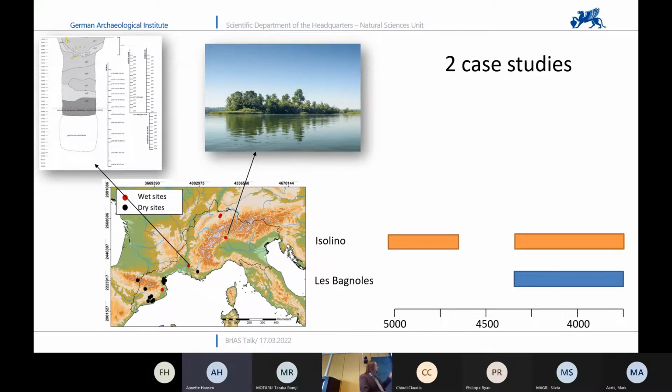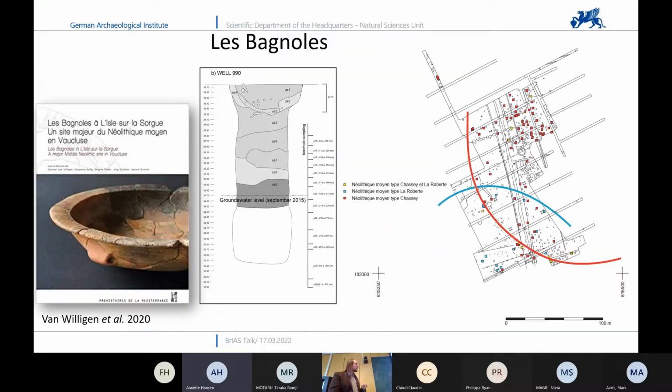And the second one is Les Bagnoles. This is an open air site, so full of pits, as you saw before, with three wells like this one. And wells have a good chance to still have remained since the Neolithic period under the water table. And there we can also find waterlogged plant remains. So I start with Les Bagnoles, where we have this transition between 4,200 to 3,800 BC, so across the 4,000 threshold.